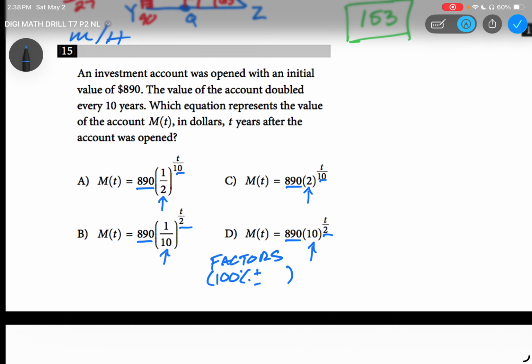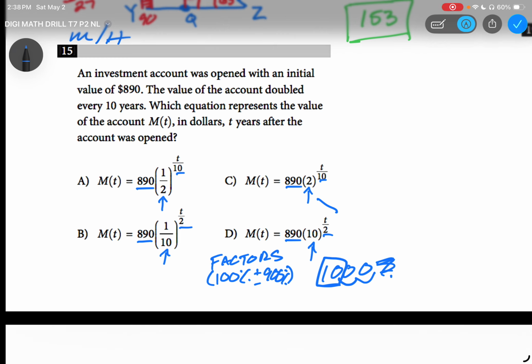Take a look at answer choice D. If I see 10, that represents 100% plus 900%, because 100 plus 900 equals 1,000. If you took 1,000% and turned it into a decimal, you move the decimal over 2 places. So that's where you got your 10.0, which represents 1000%. Inside the parentheses, you have to recognize that's 100% plus 900%.